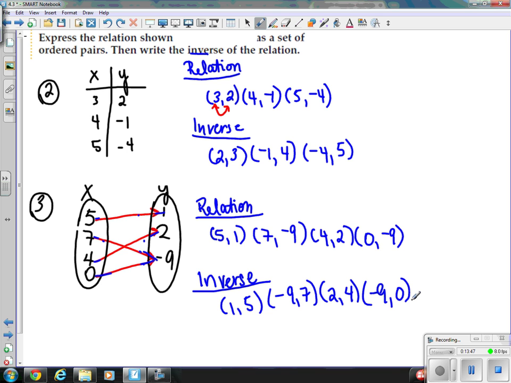And that's writing the relation and the inverse from a table and mapping. And that finishes up for our 4.3 notes.